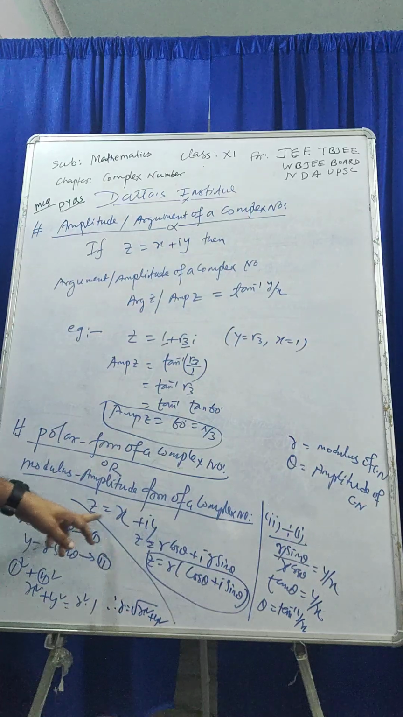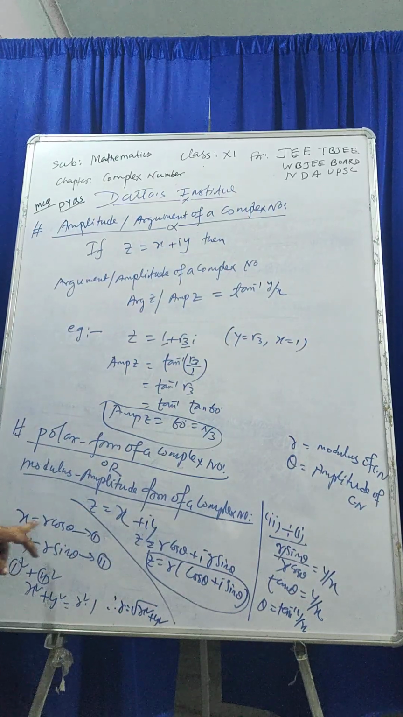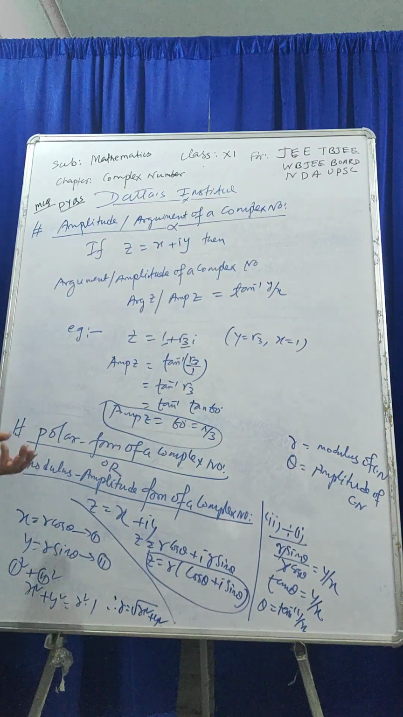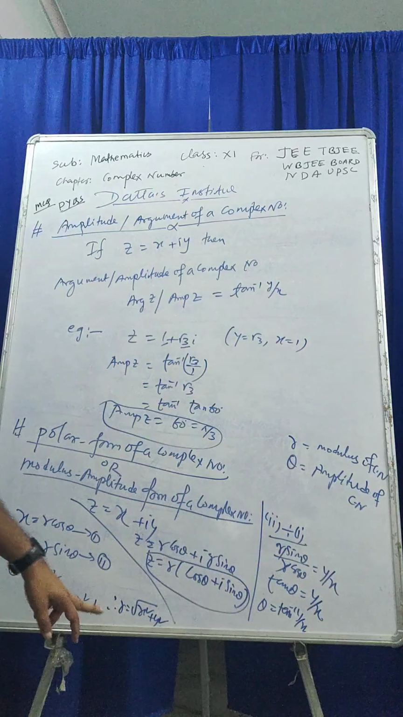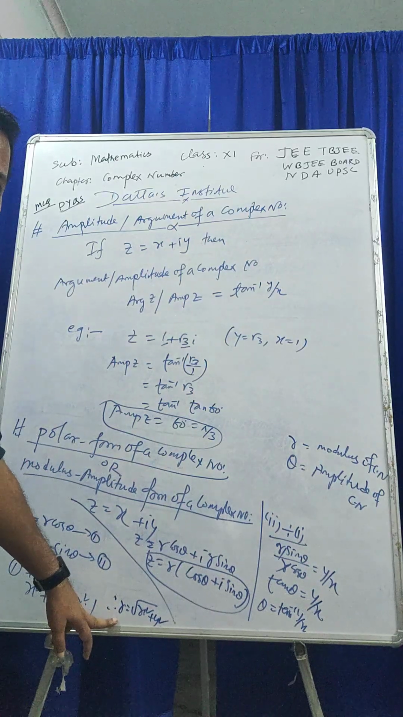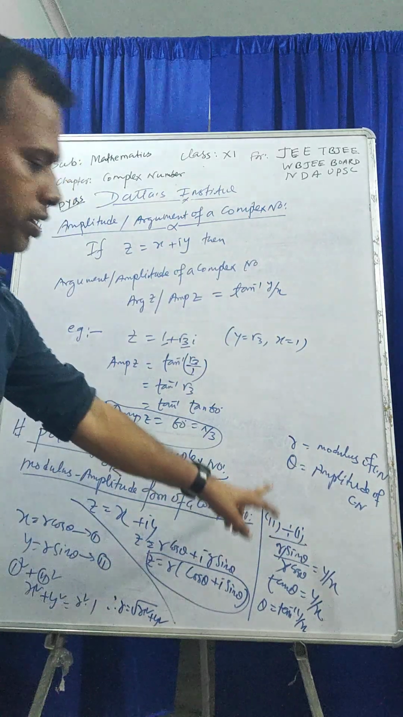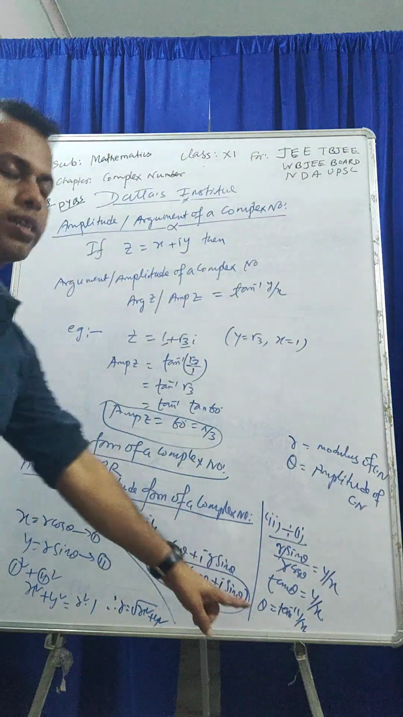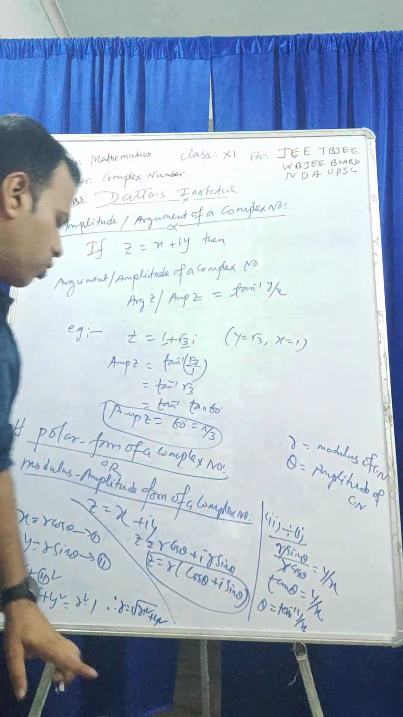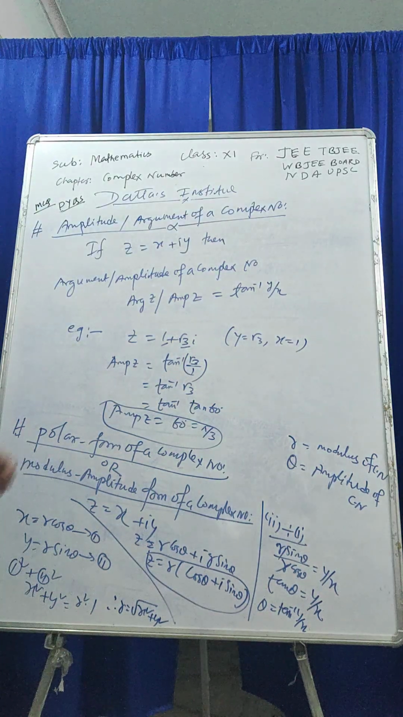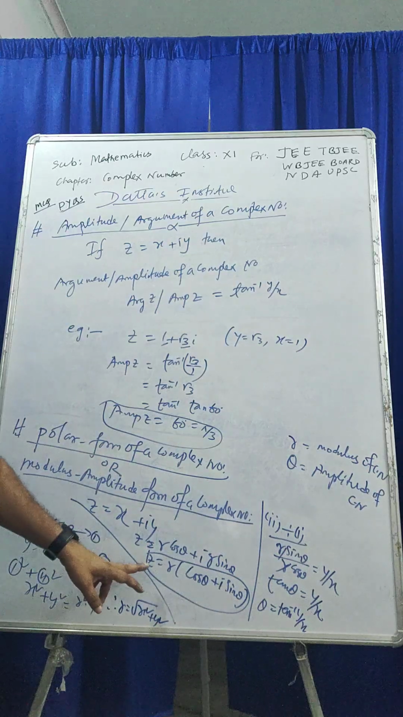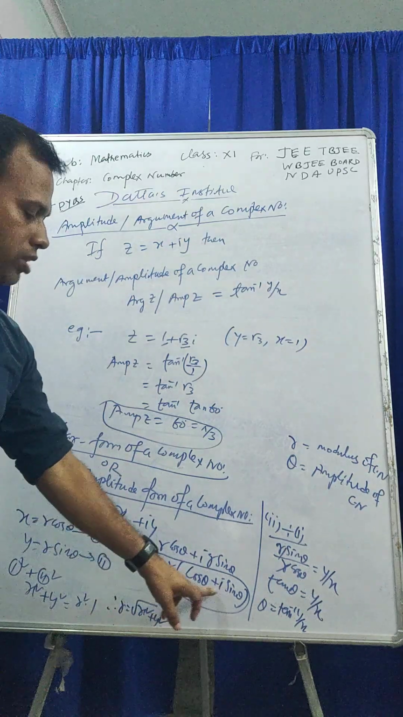So the polar form of a complex number is the modulus amplitude form of a complex number. If Z equals x plus iy, then x equals r cos theta, equation number 1, and y equals r sin theta, equation number 2. Squaring and adding, we find r, which represents the modulus of the complex number. If I divide 2 by 1, we will get theta equal to tan inverse y by x, where theta represents the argument or amplitude of the complex number. So the modulus amplitude form or polar form of a complex number will be Z equal to r cos theta plus i sin theta.